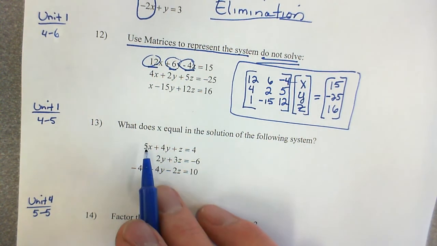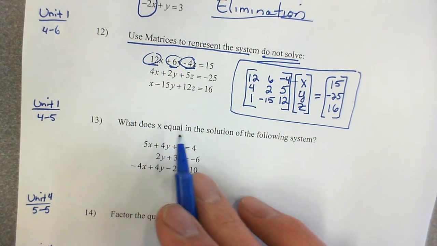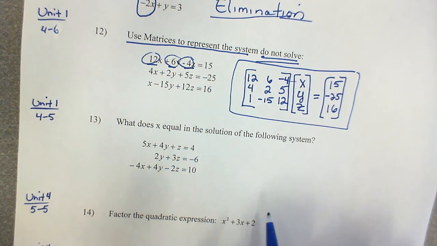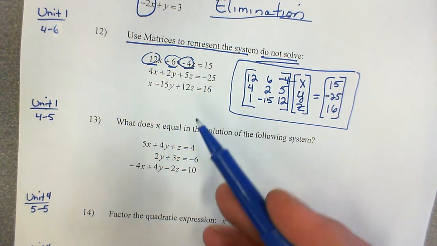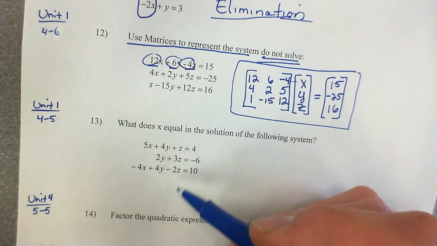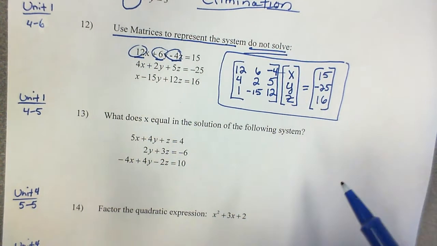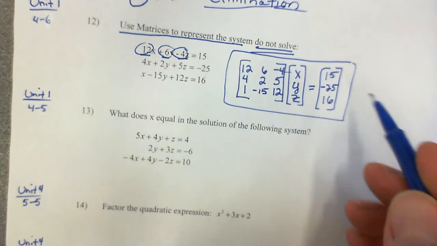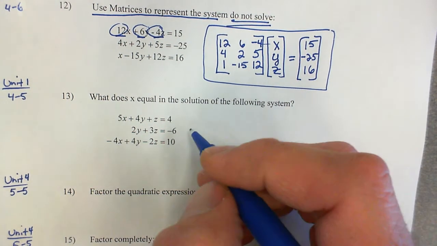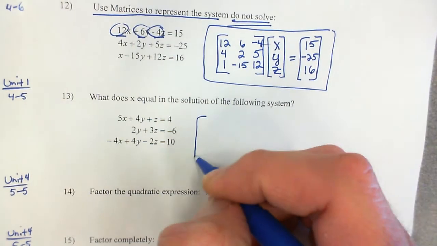On 13, it says, what does x equal, and what's the solution to the following system? Well, you can solve this a couple different ways. You can try to use substitution or elimination, or if you'd like, you can just use matrices. So let's just set this up as matrices, and I'll show you how to do it on the calculator.